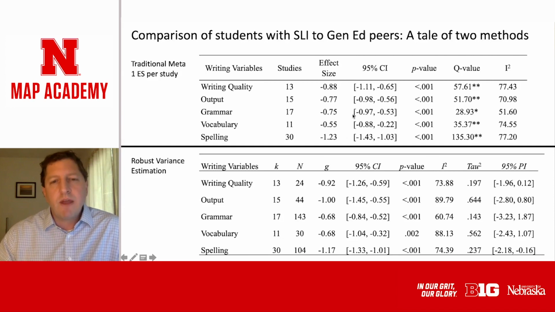And then what happened was the reviewers for this paper said, we really need to update the approach and go with robust variance estimation on this. And so that's where I came in, got involved in this study. We changed the analysis to robust variance estimation analysis. And you can see now that I've got the same number of studies listed here. K represents number of studies, and then the N is the number of effect sizes that were in those studies related to those outcomes. See, there's a lot of grammar effect sizes and a lot of spelling outcomes.